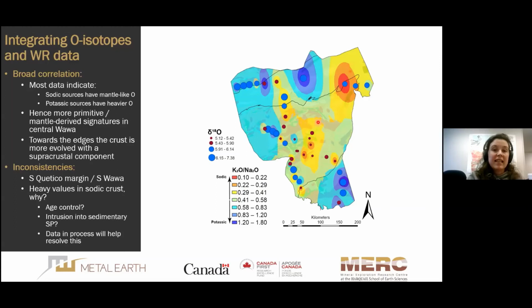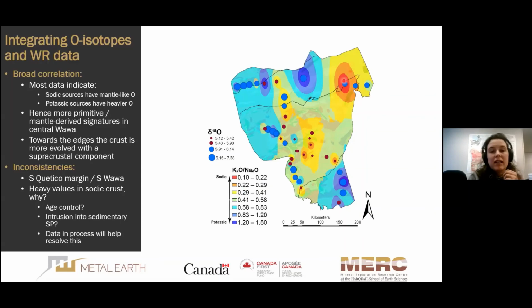So what I'm saying is that we probably have a more primitive mantle-derived signature in this central part. And as we move out towards the edges, we seem to have a more evolved signature with a supracrustal component. And so we also, as I said, it's not a perfect correlation, and we can look at the inconsistencies. If we look at the 3 samples up here on the edge of the Cuticle margin and at the southern Wawa, we see that, oh, we have some heavy values in sodic crust.